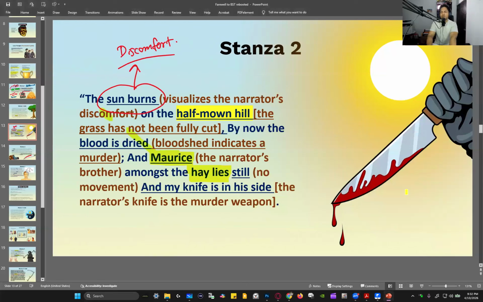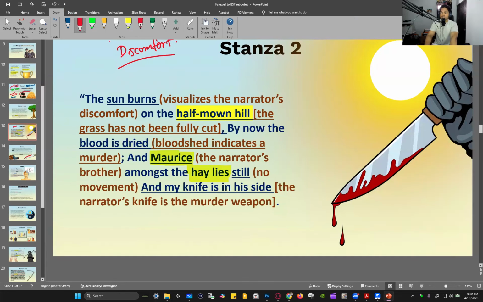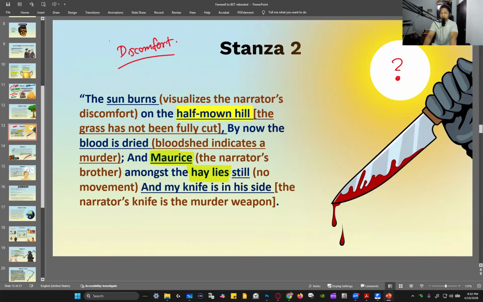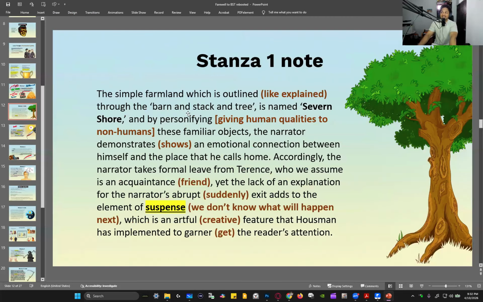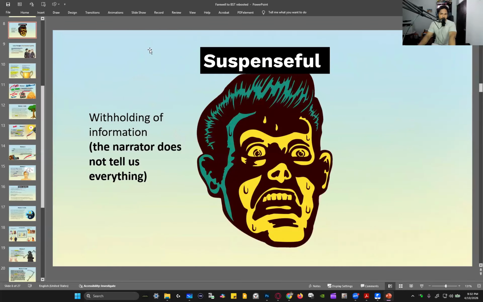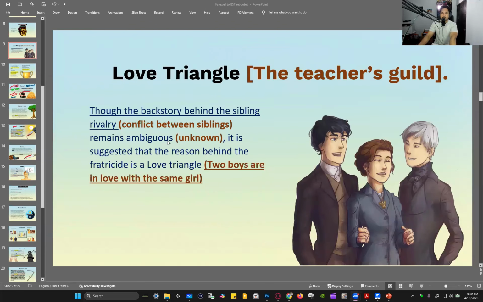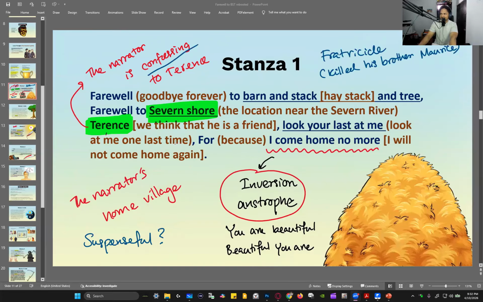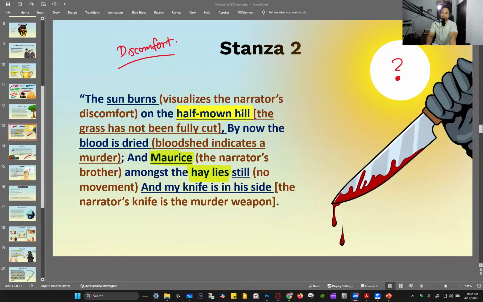So we don't know why he murdered his brother. That is why I told you that the narrative is what? Suspenseful. That is why I told you that this is a suspenseful narrative, right, Rehana? The sun burns on the half-moon hill.